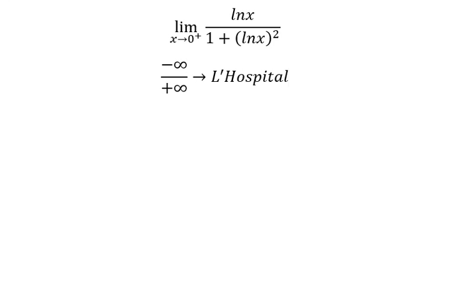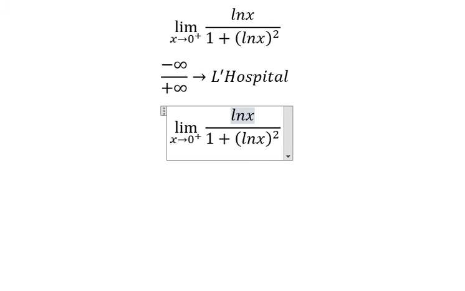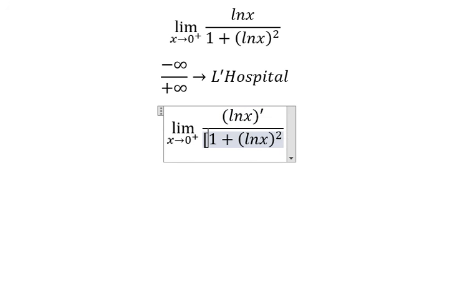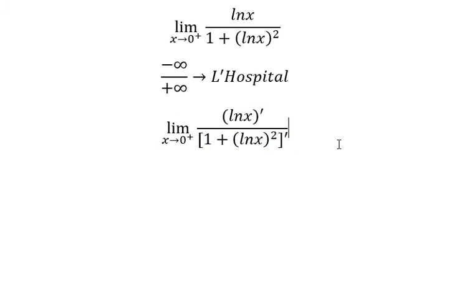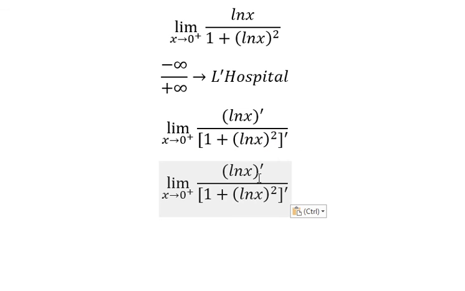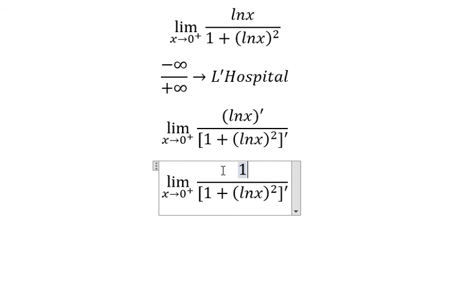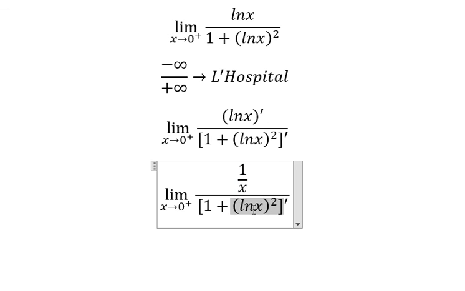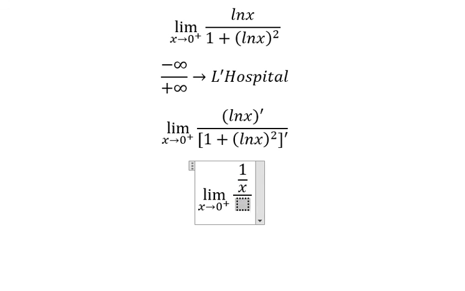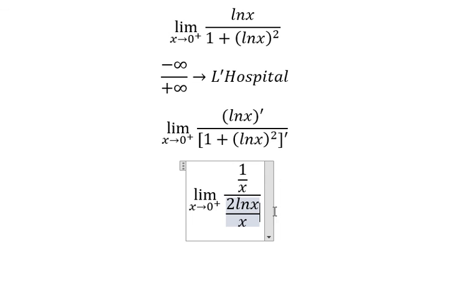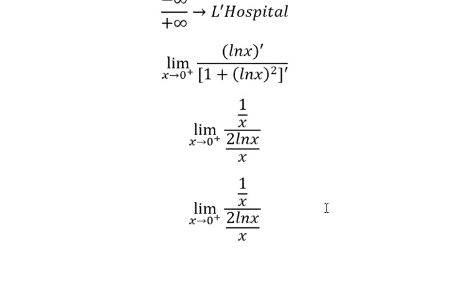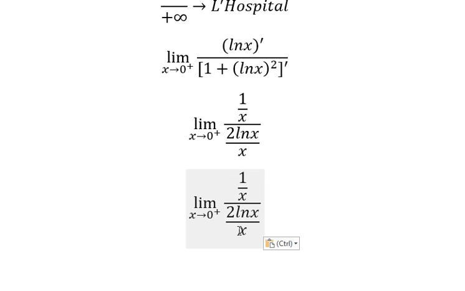So we need to take the first derivative of the numerator and denominator. This one you get 1 over s. This one we will have 2 ln s over s. So we simplify 1 over s and s.